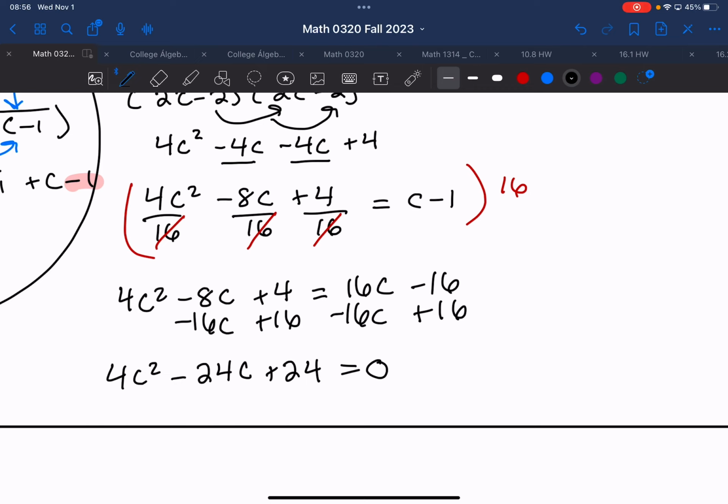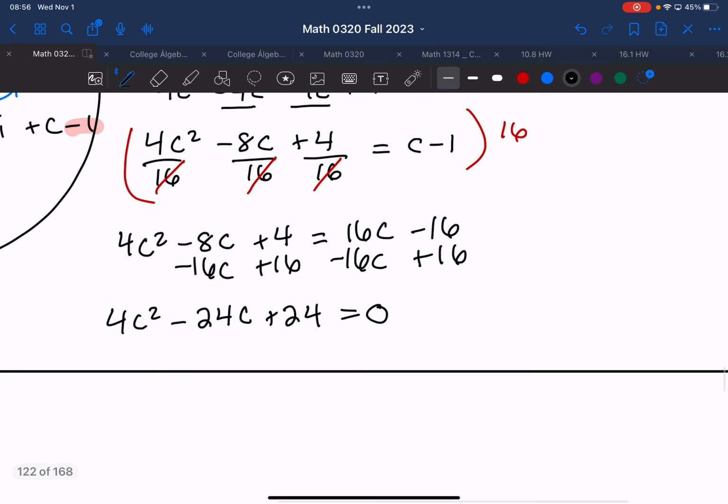We have a quadratic equation equal to 0, so we're going to factor using what method? The AC method. But before we factor using that AC method, do we see a GCF that we could take out to make our lives easier? Go to 4. So I'm left with c squared minus 6c plus 6 equals 0.